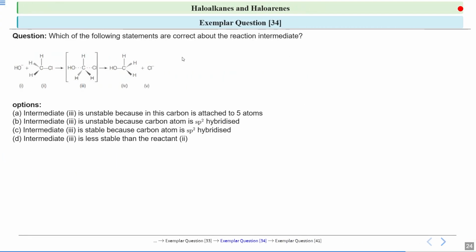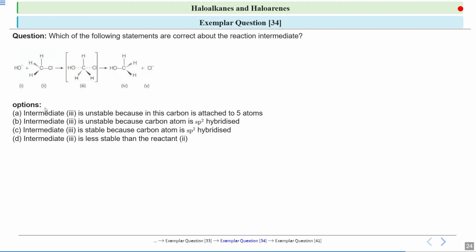The Exemplar question 34, which asks which of the following statements are correct about the reaction intermediate. So again we have been given this similar reaction. The intermediate is also similar, your reactant is also similar, your nucleophile is your hydroxyl ion, the leaving group is chloride ion, and you are getting the product as methanol. You have to tell the correct statement regarding the intermediate.